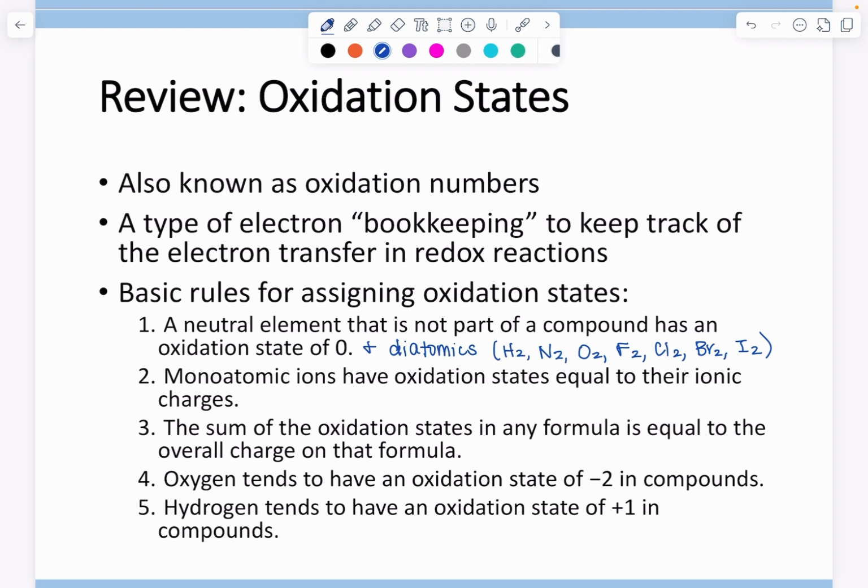Monoatomic ions have oxidation states equal to their ionic charge. The sum of oxidation states in any formula is equal to the overall charge on that formula. Oxygen tends to have an oxidation state of -2. And then hydrogen tends to have an oxidation state of +1. So these are some rules to first just get started with identifying oxidation states.